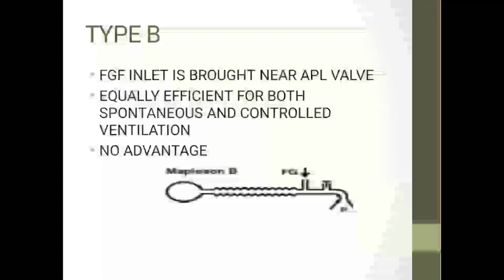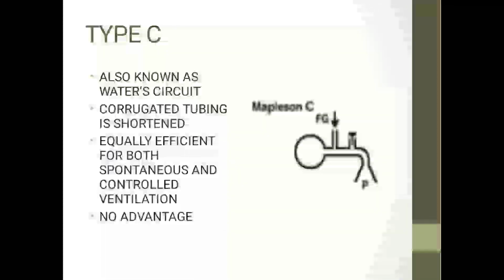We have no advantage in type B. And the next one is type C. It is also known as the water circuit. Here the corrugated tubing is shortened. It is equally efficient for both spontaneous and controlled ventilation. Here we have no advantage, therefore it is not used nowadays.